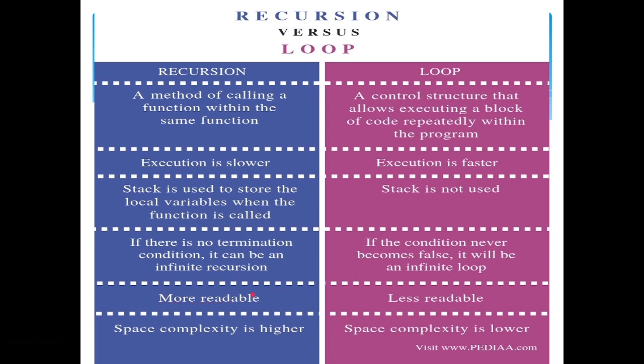And you can check that recursion is more readable, whereas a loop is less readable. Also, talking about space complexity, recursion obviously uses the stack. It takes more space to store the local variables each time the function is called again and again. So the space complexity for recursion is higher, and for a loop it is lower. This is about the differences between recursion and loop. And let us quickly look at the function programs.